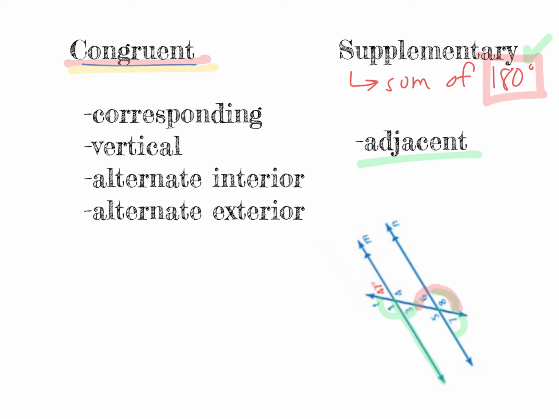Many of these diagrams take a while to get used to and some experience to really feel comfortable with, but it's important that you understand that they are split into these two categories, congruent and supplementary, and that all of these four will always result in a congruent pair of angles, while the adjacent angles always result in supplementary.